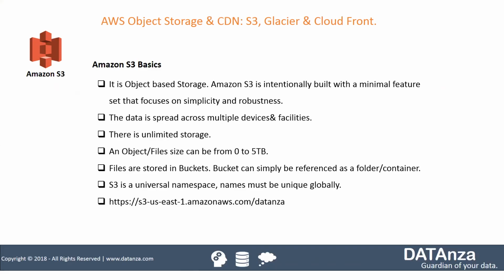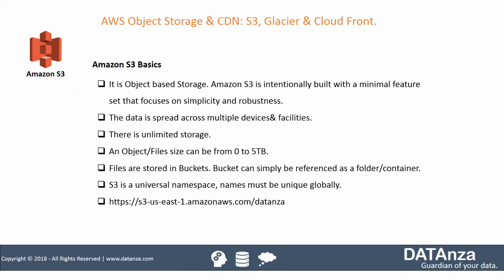On the last line, what you can see here is a URL: https://s3. S3 says it is S3 object storage. US-east-1 says that this is the region where this S3 storage is allocated, followed by amazonaws.com/Datanza. So Datanza is going to be my bucket name. This Datanza bucket is an S3 object storage located in the US East 1 region. That is where I am going to access my objects.